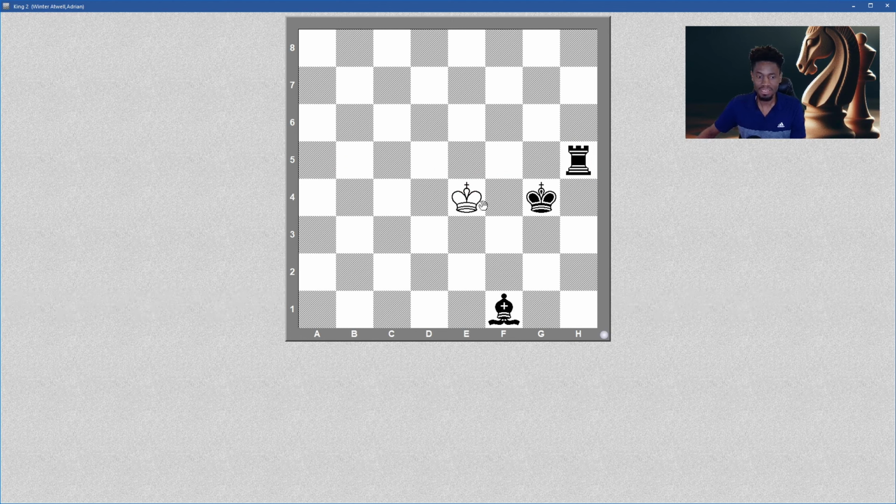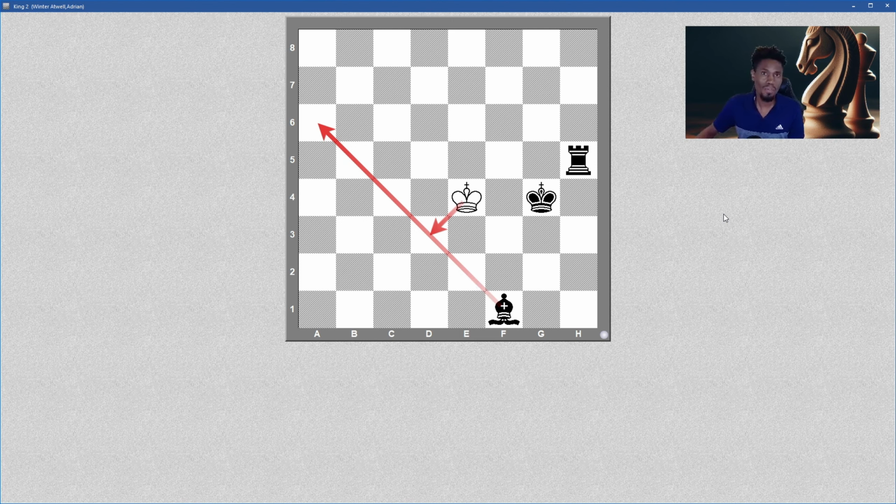The king cannot come here or here either, because these two squares are also controlled by this king here, meaning kings and kings cannot be together. You can never have a king next to another king. That would be an illegal move in chess. Where else can the king not go? The king cannot go here either because that square is controlled by this bishop.